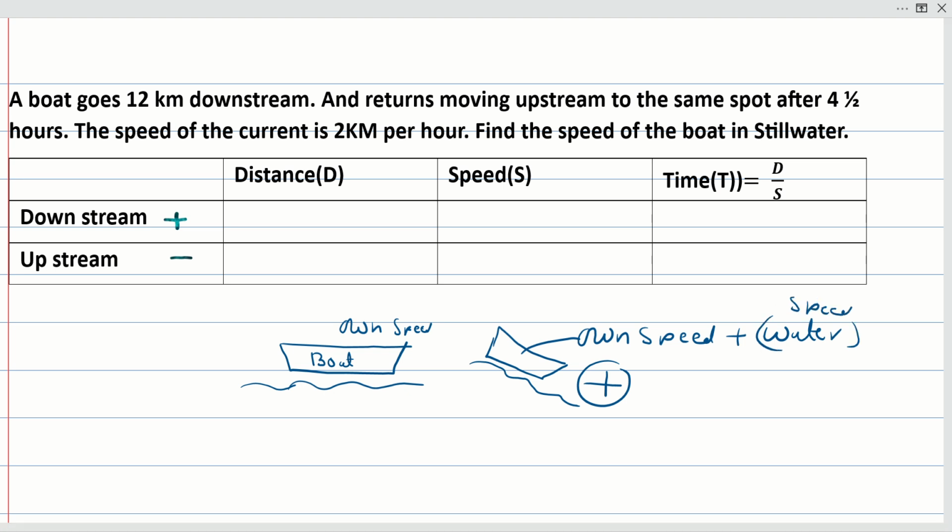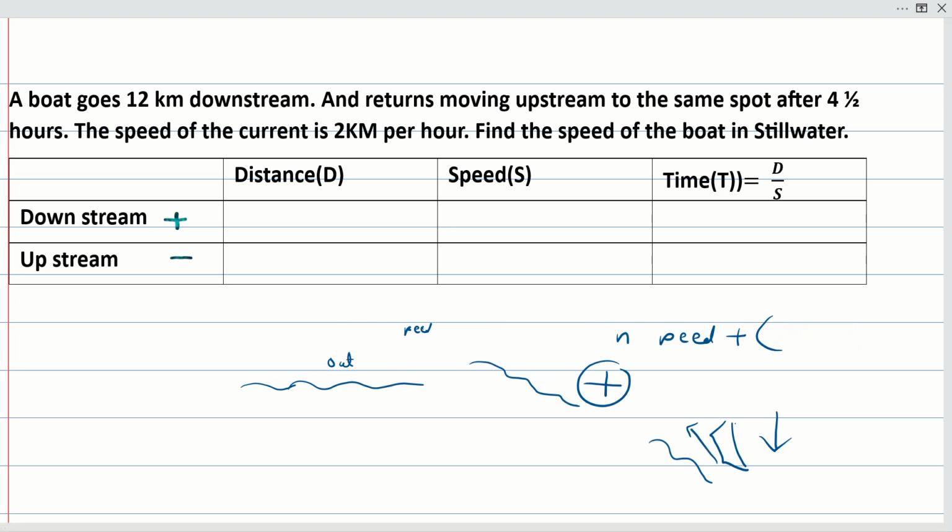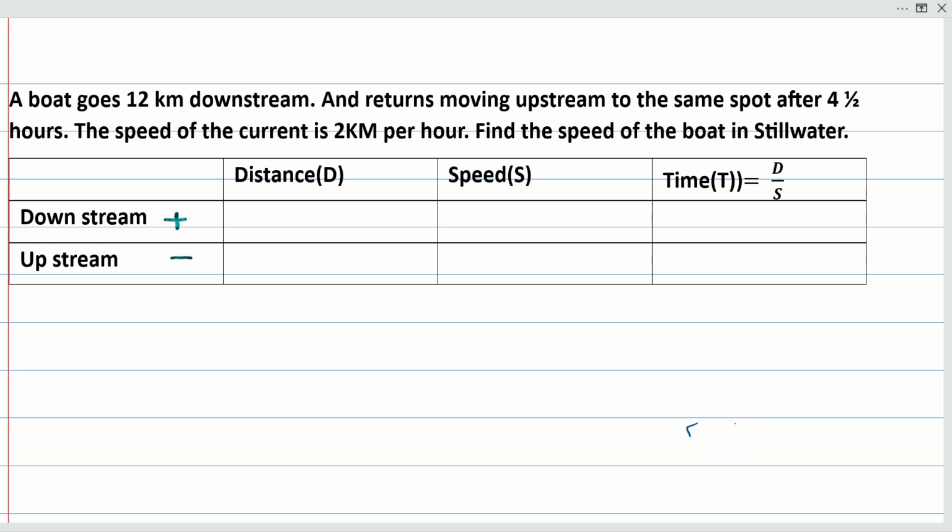But if the boat is going upstream, what will happen to the speed of the boat? The speed of the boat will decrease. Got it? Because it is an opposing force. Correct, students? So because of the opposing force, the speed will decrease. So I made a framework for you. As we read, we will complete the sum. So here, a boat goes 12 kilometers.